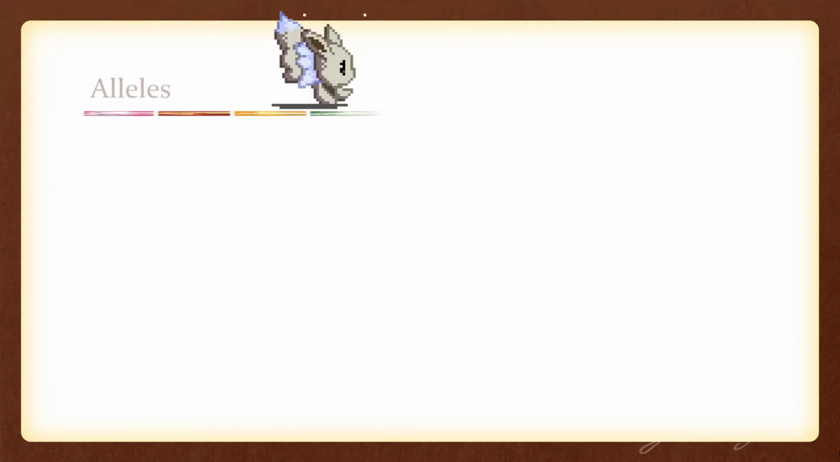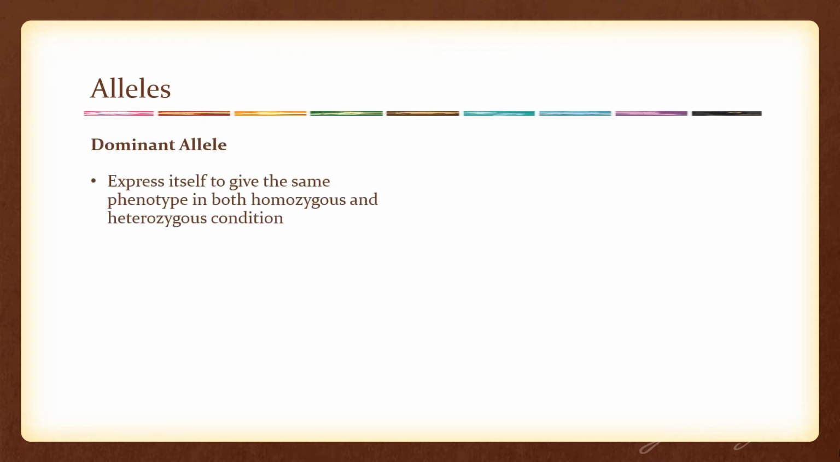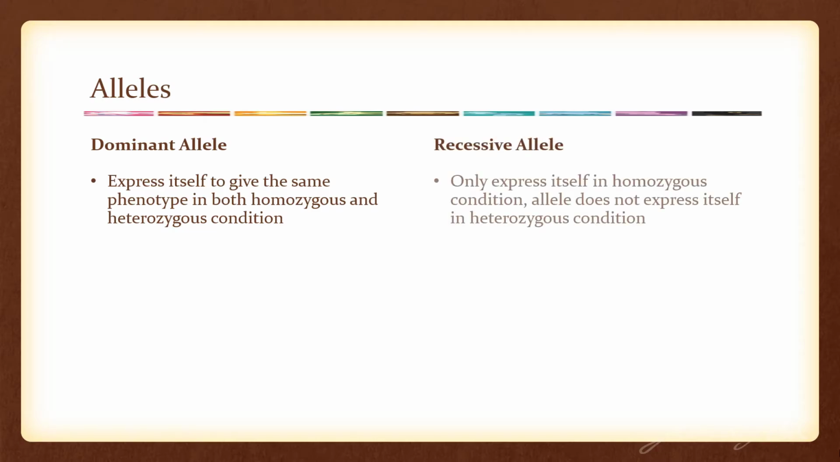So what are the consequences of inheriting a dominant or a recessive allele? For dominant alleles, it will express itself to give the same phenotype in both homozygous as well as heterozygous condition. This is a fancy way of saying that you just need one copy of this allele for you to have the phenotype which the allele is supposed to give. While in the case of recessive alleles, it will only express itself in homozygous condition. The allele does not express itself in heterozygous condition.